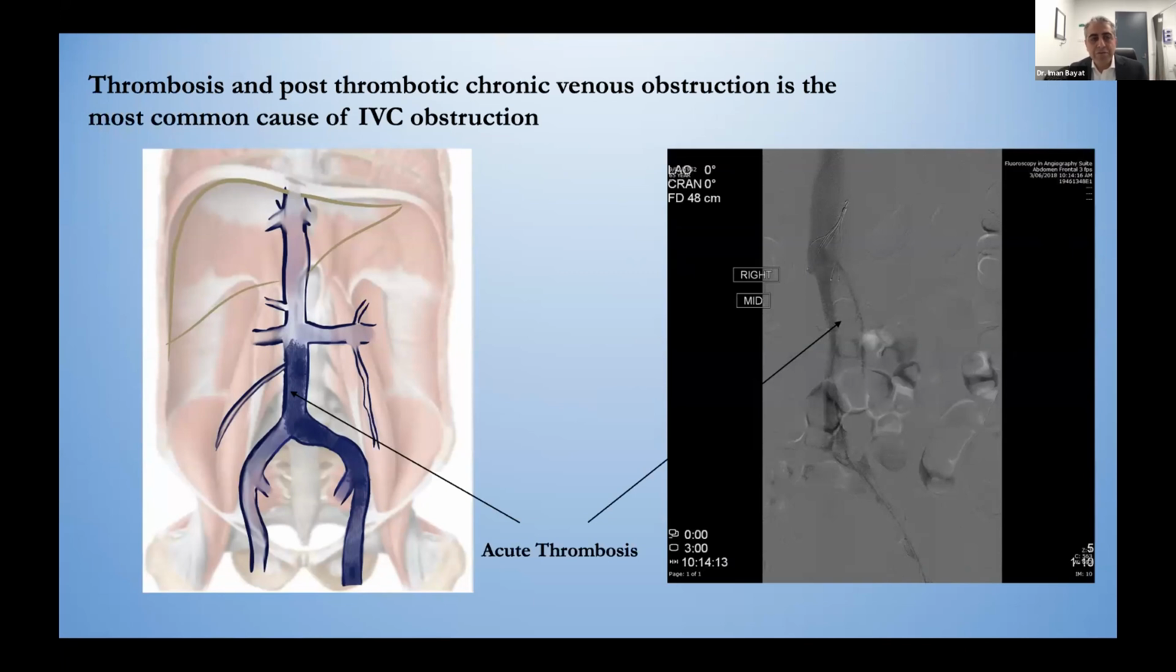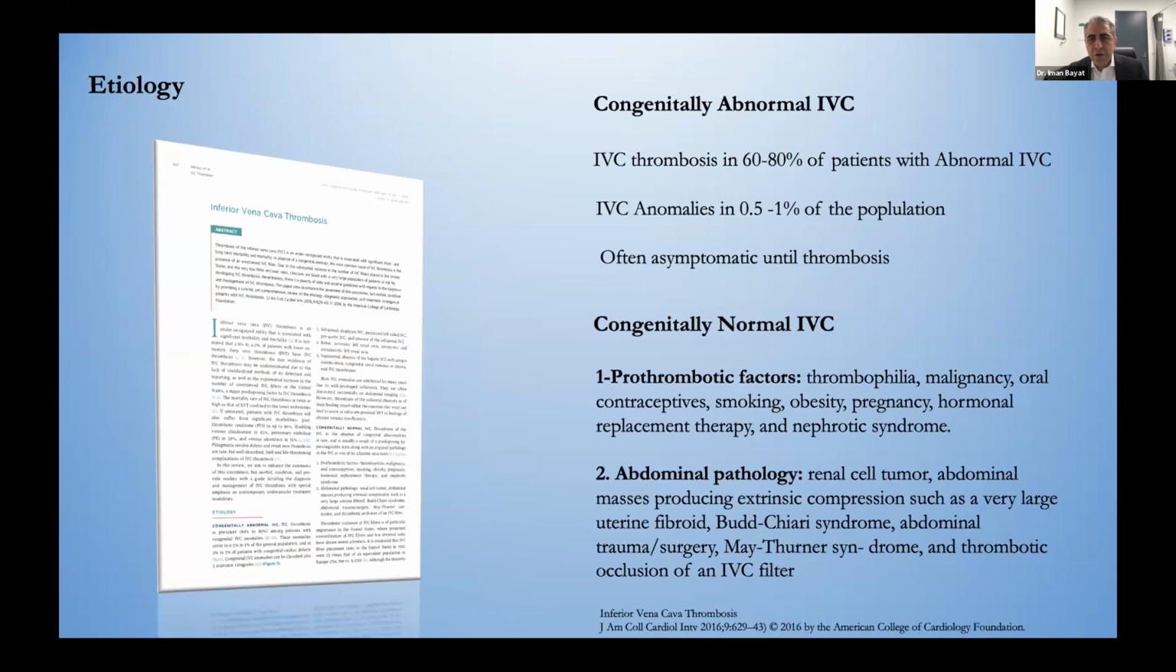And in terms of the etiology of this thrombosis and post-thrombotic obstruction, you can use whatever system you're familiar with, whether you use outside the vein, the wall of the vein, inside the vein, or Virchow's triad, that's fine. I personally like this one, to divide them into congenitally abnormal IVC and congenitally normal IVC. IVC thrombosis is very common in patients who have abnormal IVCs, although the prevalence in the community is quite low. Now, when we've got a congenitally normal IVC, then other factors come in, such as prothrombotic factors, thrombophilias, contraceptives, nephrotic syndrome, pregnancy, and of course, also abnormal pathology, such as tumors, Budd-Chiari syndrome, May-Thurner syndrome, and something that's becoming an issue is the IVC filters.